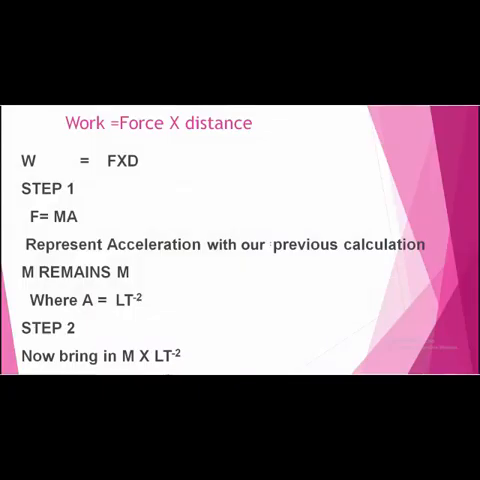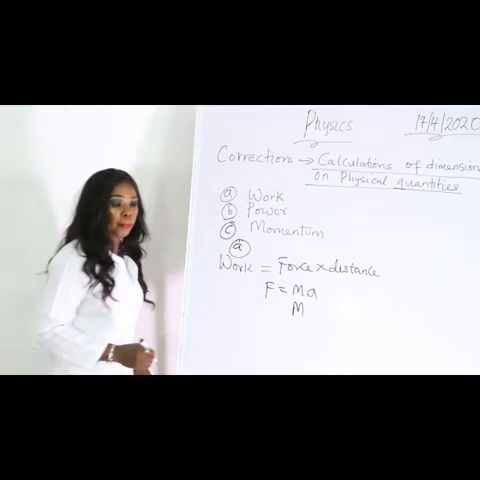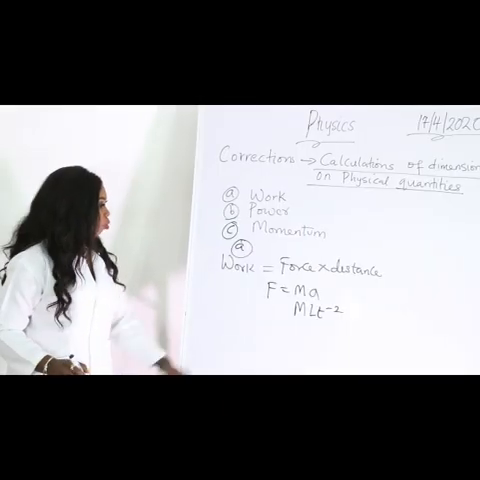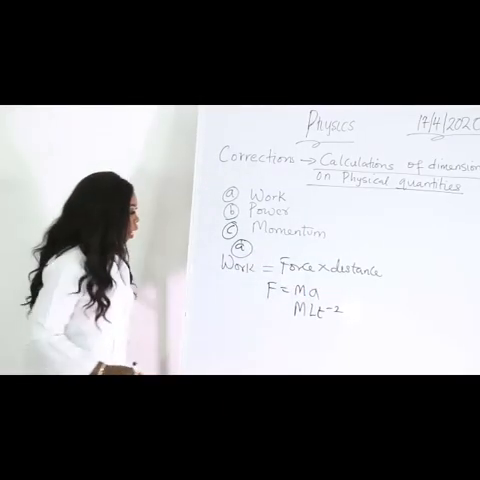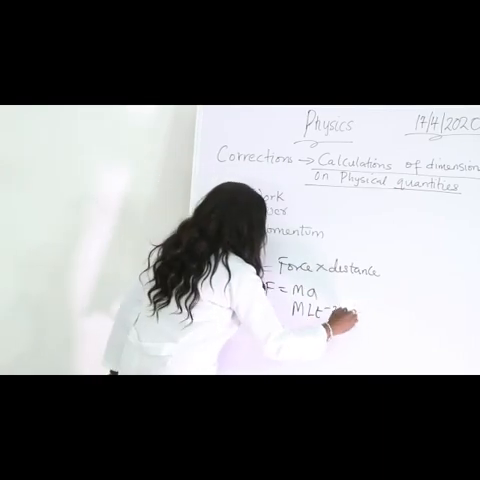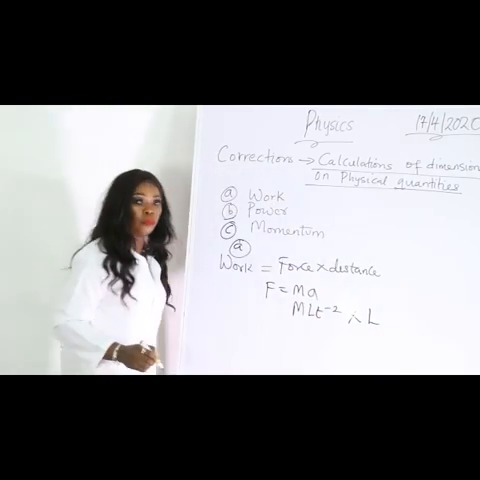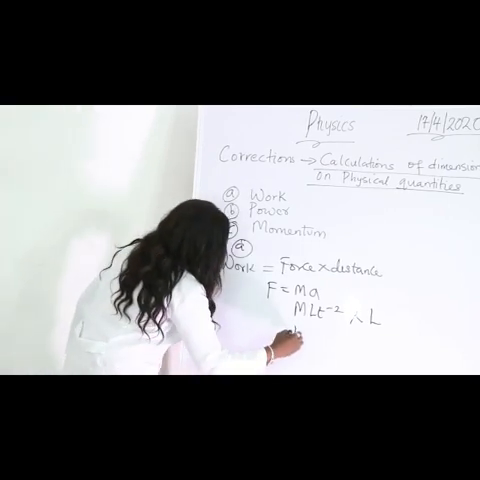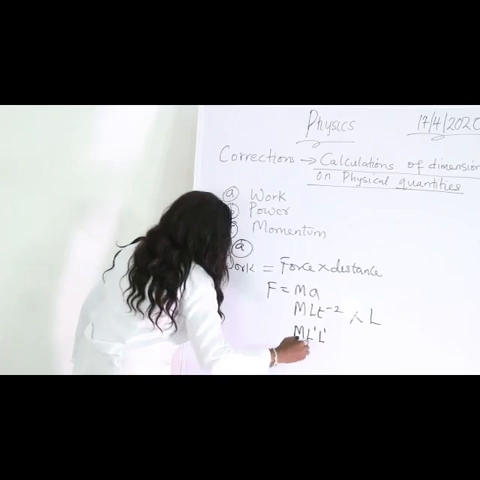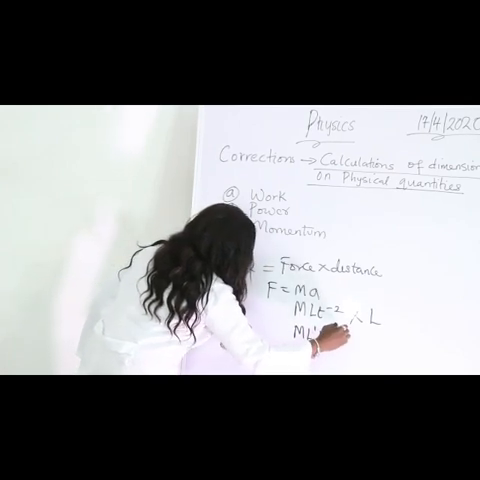So we represent m with a capital letter M. Acceleration, we already know we have it as LT minus 2. So we're replacing acceleration with LT minus 2. Don't forget we have distance. And the dimension of physical quantity with respect to distance is represented with an L. So we will be having M, L1, another L1, T minus 2.